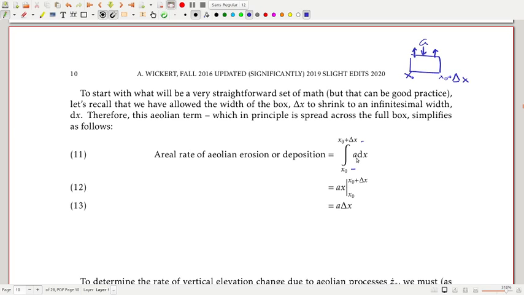So there's not a whole lot to do, so then we just turn it into this evaluation of the definite integral, right? And this term here is going to equal a times, since we just have x here, a times x naught plus delta x minus a times x naught. Right, and this a x naught term there cancels with that one right there, and so we just get a delta x as our solution. And so what that means is that the rate at which extra material is being added is related to the width of this box, and the rate at which there's deposition.